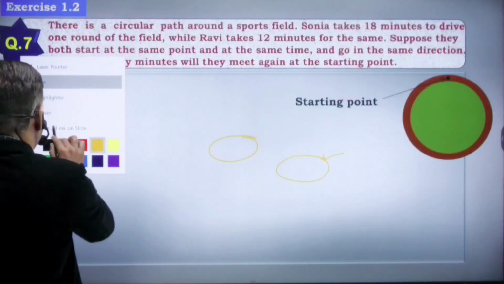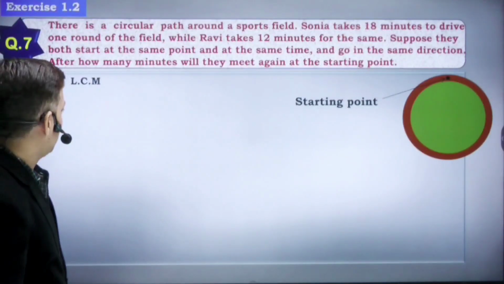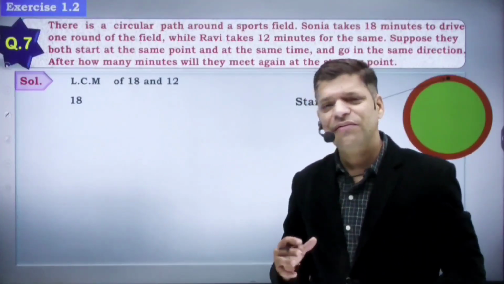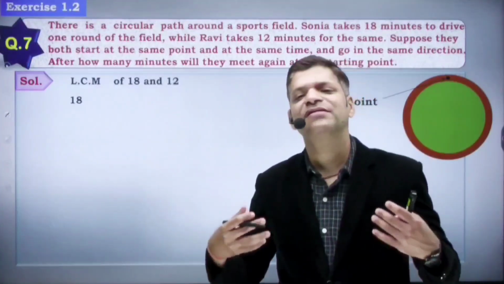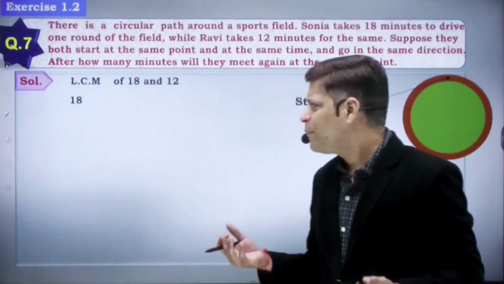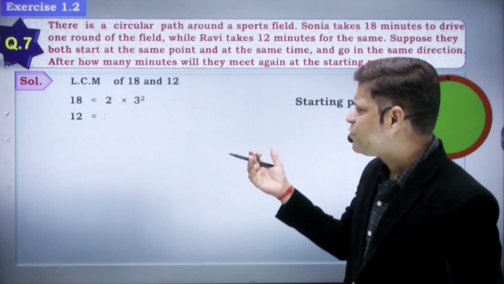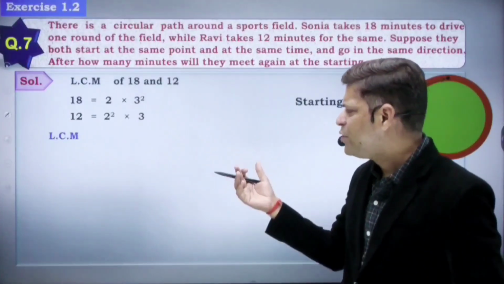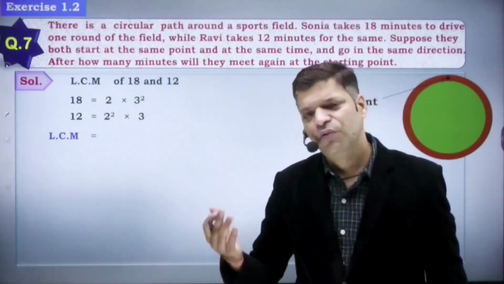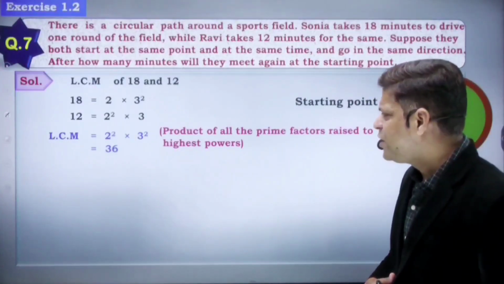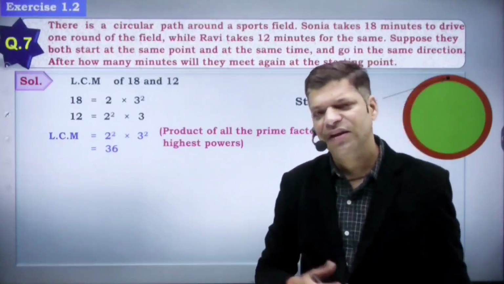Okay, so here we will find the LCM of 18 and 12. So firstly we find the concept, that is, which concept we have to apply. Okay, so the prime factorization of 18 will be 2 into 3 square, and the prime factorization of 12 is 2 square into 3. Then we can easily find the LCM of both of them, and we find that it is 36.